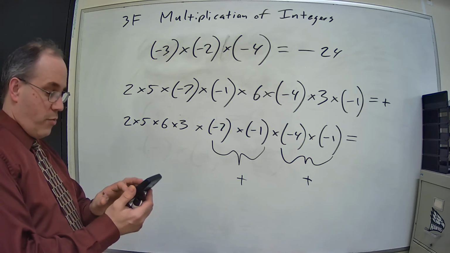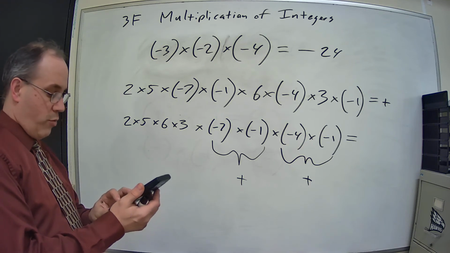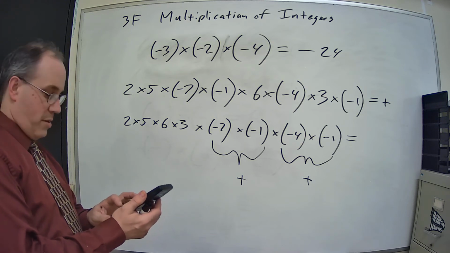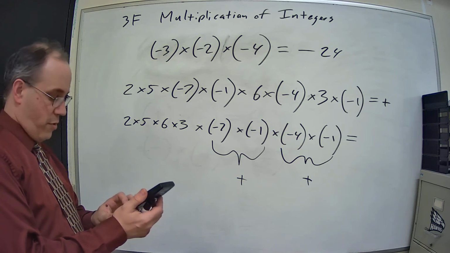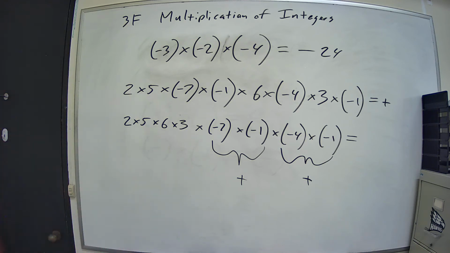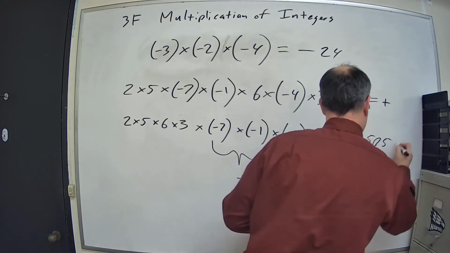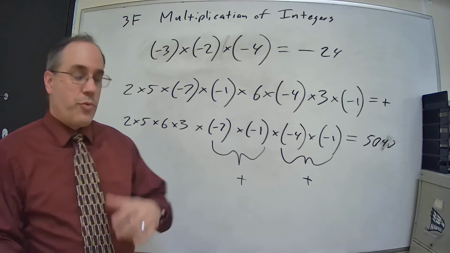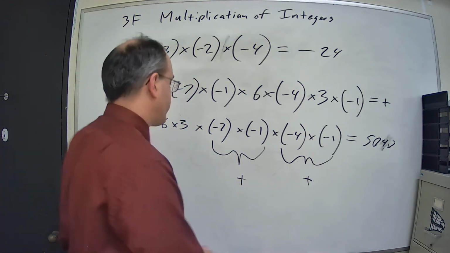Oh, whatever you do, don't use times when you mean equal. 2 times 5 times 6 times 3 times 7 times 1 times 4 times 1 gives you 5040. There we go. And I'll return that to my colleague. So we got positive 5040.